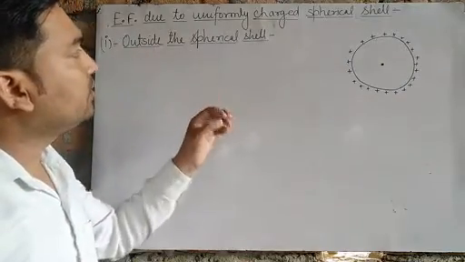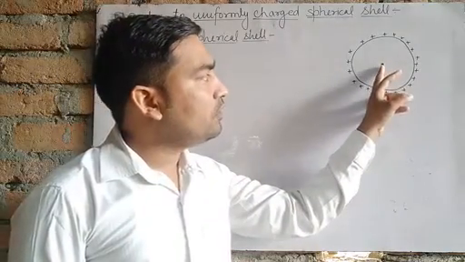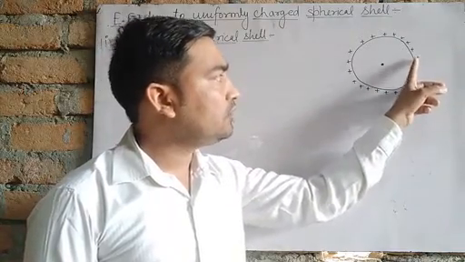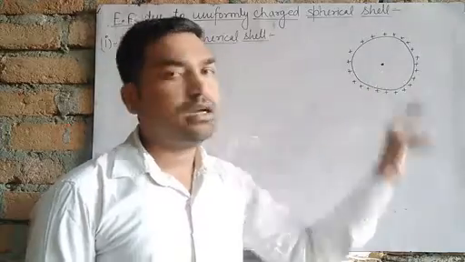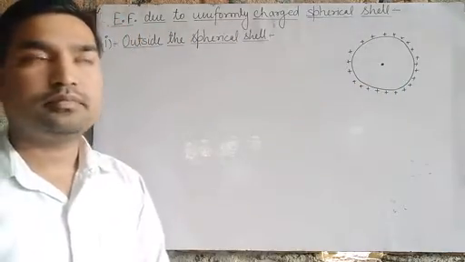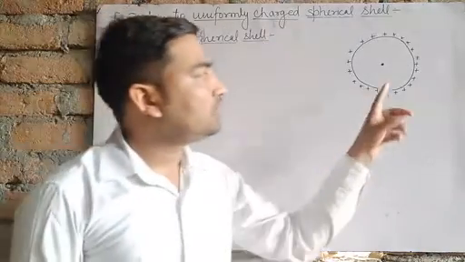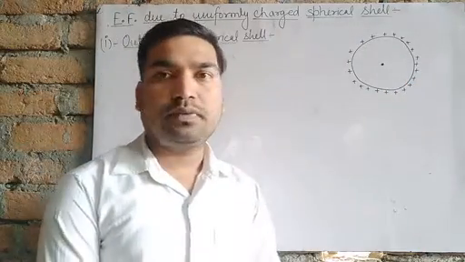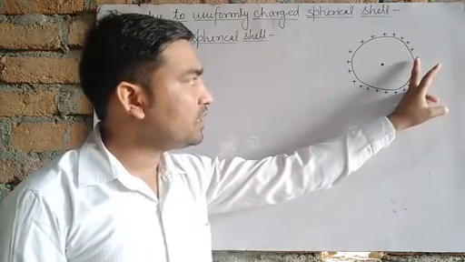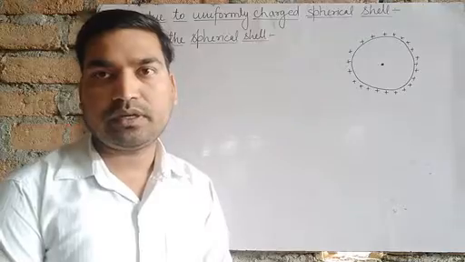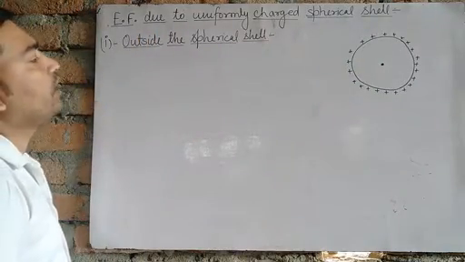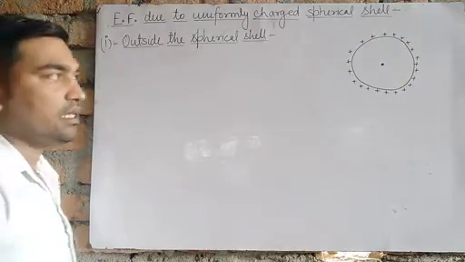In this topic, the electric field is first found outside the shell, then on the surface of the shell, and lastly inside the spherical shell. It means there are 3 points where the electric field is to be found: outside, on the surface of the spherical shell, and inside the spherical shell. First of all, we discuss the electric field outside the spherical shell.